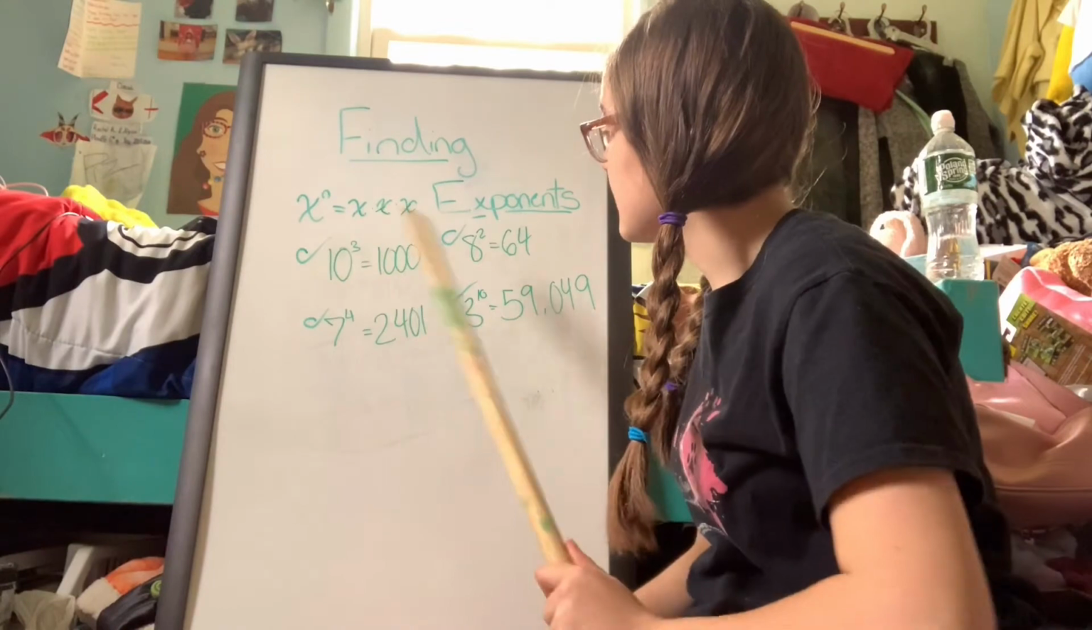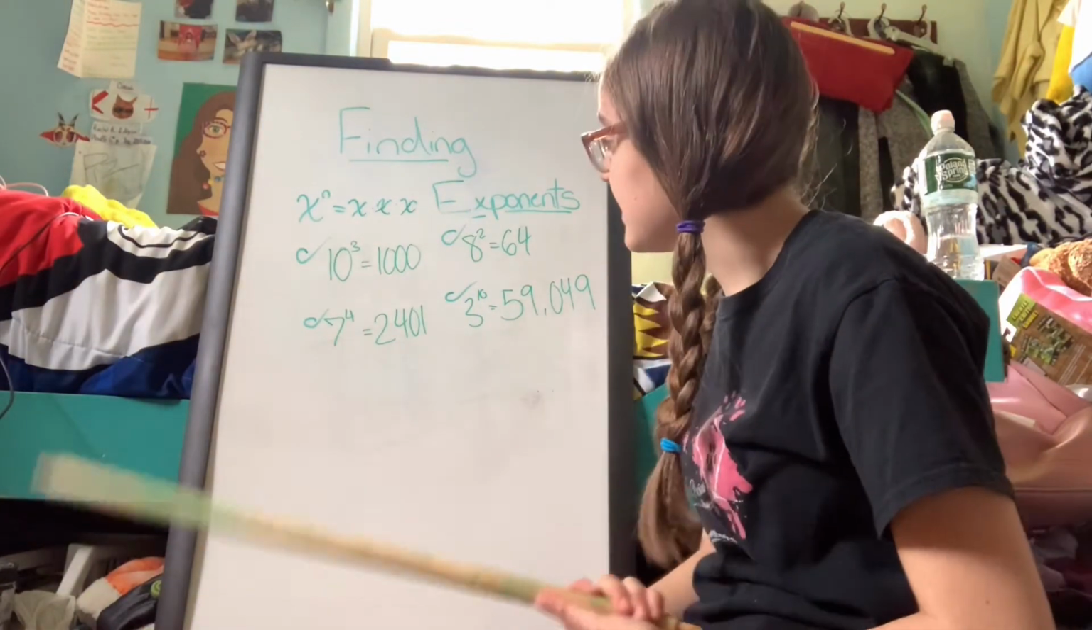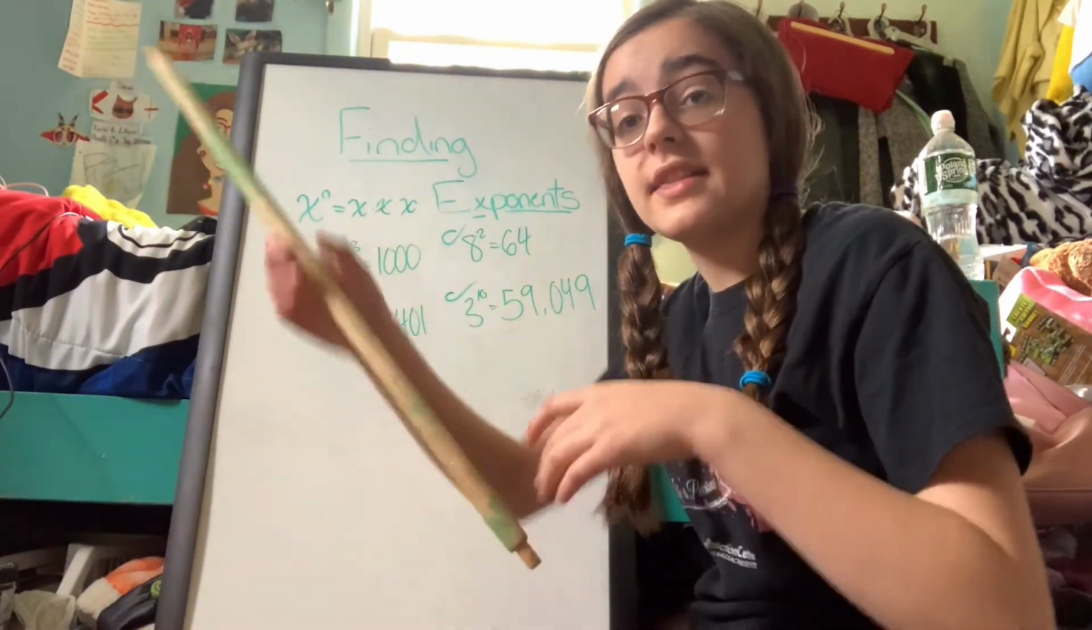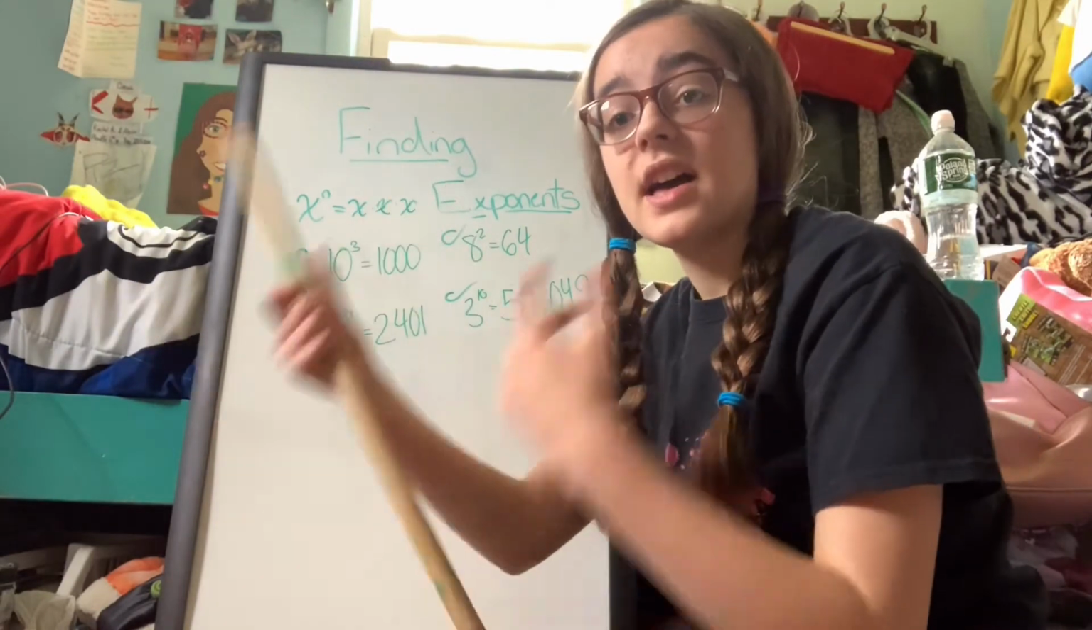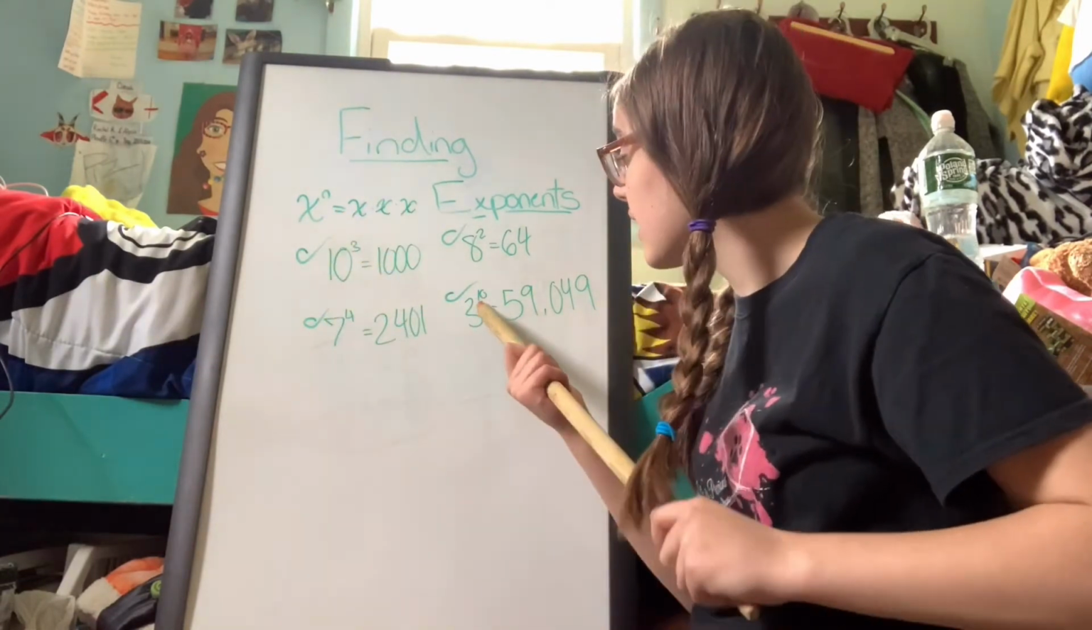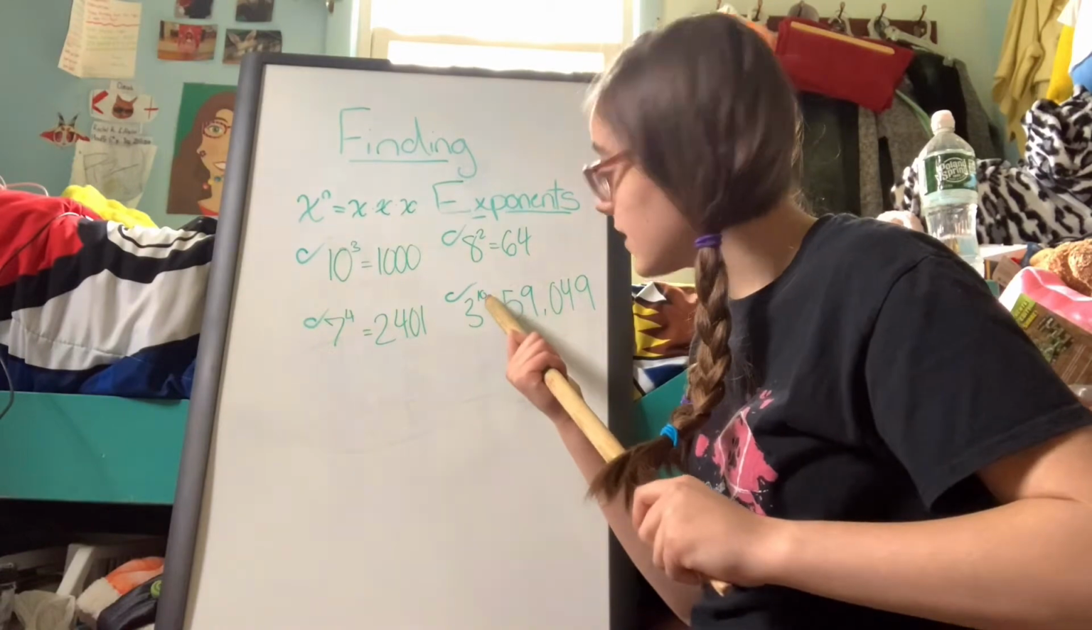So all of these answers are correct, and now you get the gist of finding exponents. It's a number times itself as many times as the power, which is the tiny number up here, says.